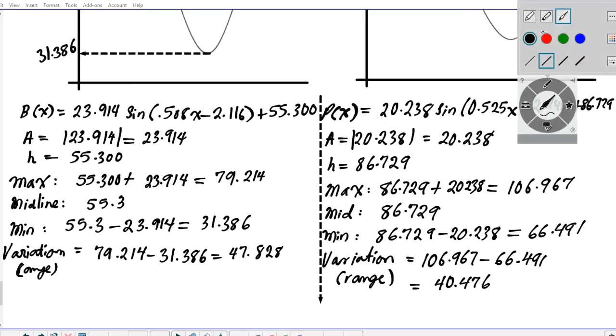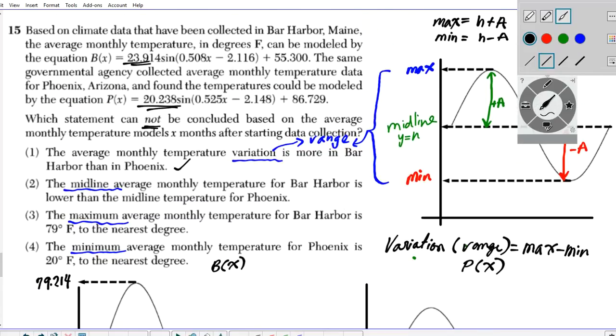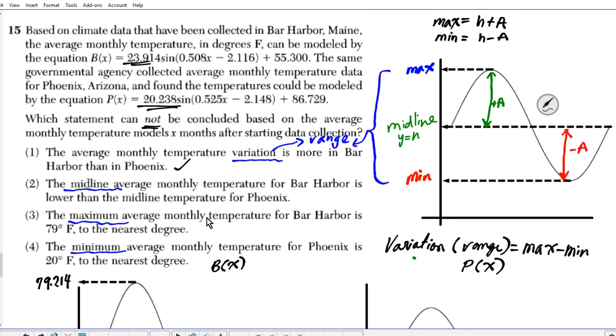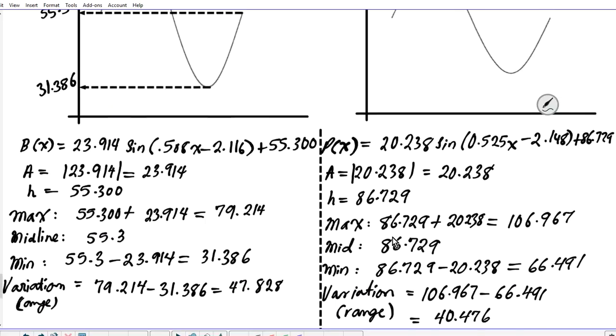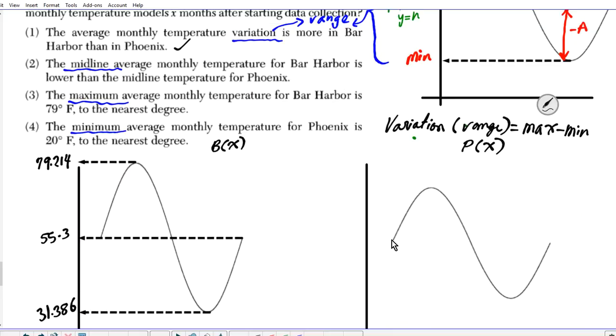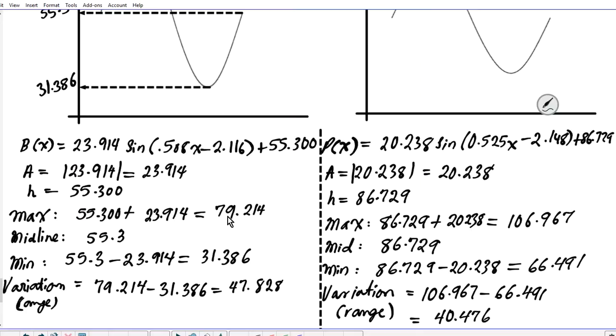So that statement is true. As you can see, 47 is bigger than 40. So first statement is true. Next one, midline of b of x is lower than midline of p of x. Let's see, midline of b of x is 55, midline of p of x is 86. That is true also. Next one, maximum of b of x is 79 degrees Fahrenheit when you round it up. Let's see, maximum is 79 when you round it up.